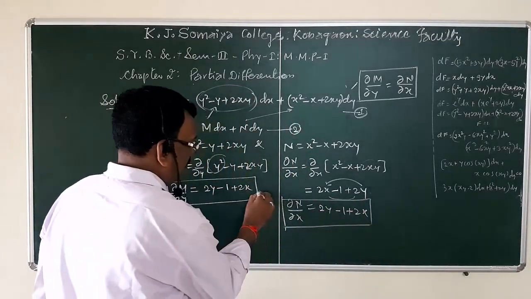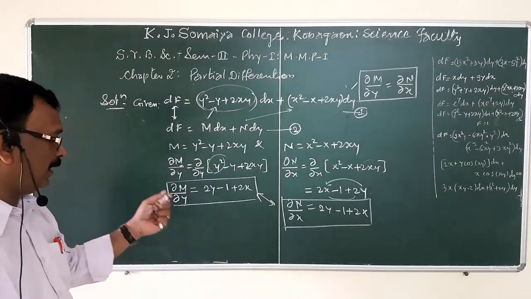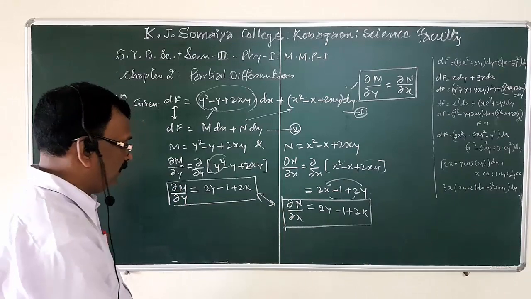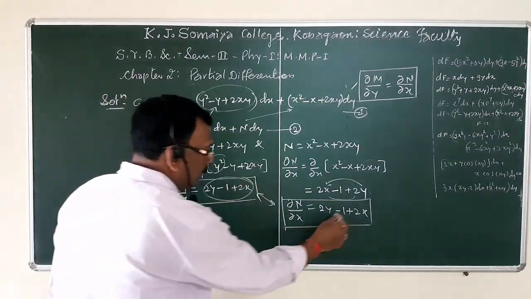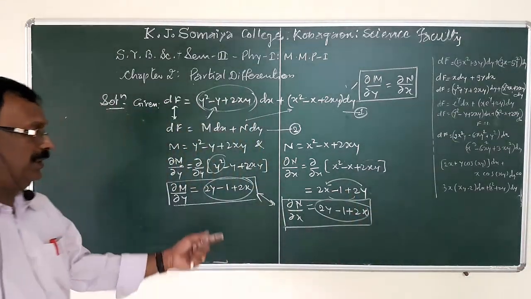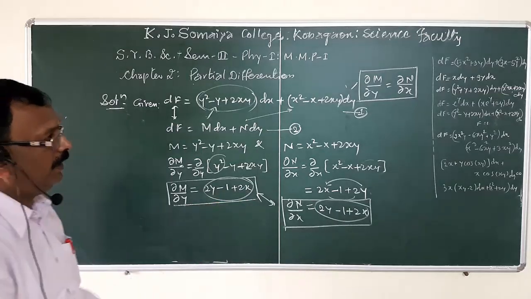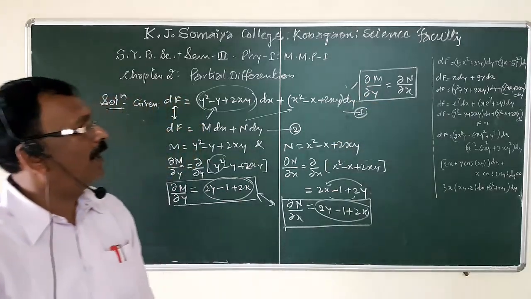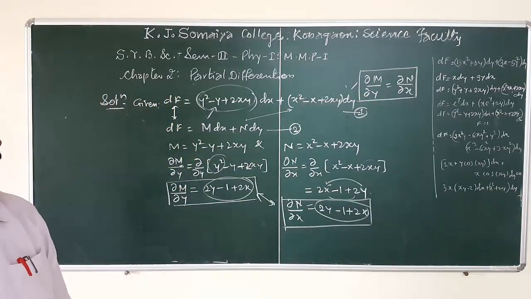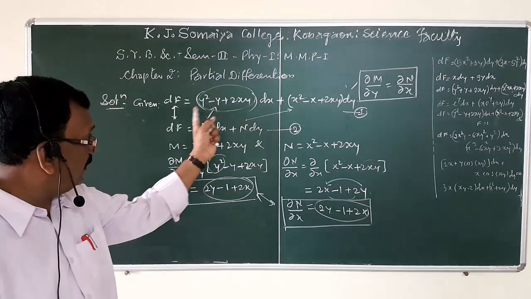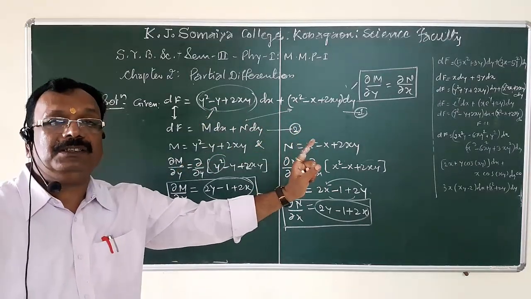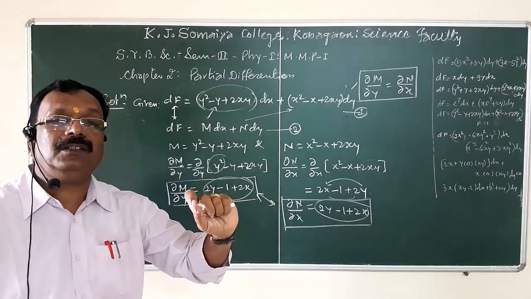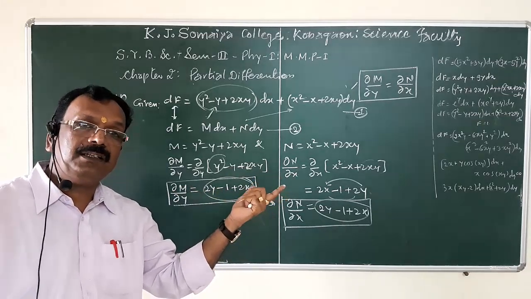Again, compare these two equations, that is the comparison between the values of del M by del y and del N by del x. It is found that both the differentials are exactly the same. Hence, the condition for exact differential, that is del M by del y is equal to del N by del x, is satisfied. Hence, this differential equation is an exact differential equation. And when this is an exact differential equation, obviously we can determine the function f.